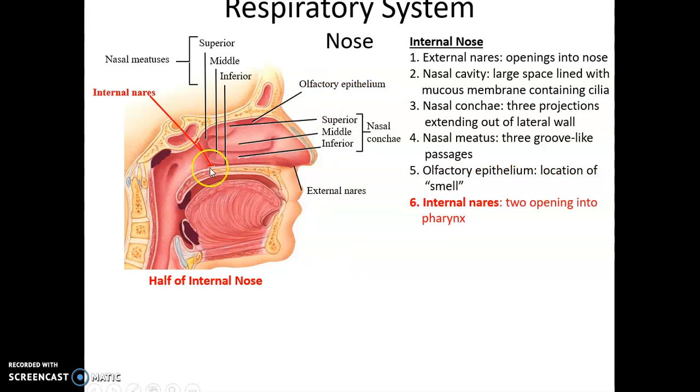At the back of the nasal cavity is another opening leading to the pharynx, and that is the internal nares. So again, there are two internal nares for the right and left sides of the nasal cavity.